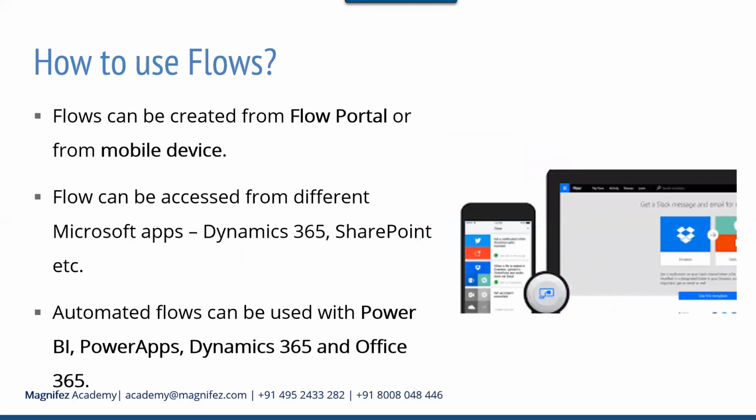But how to use flows? Once you have a Microsoft Flow account, that is quite easy. You can do it either from the Flow portal or from the mobile device. In both these places, you can start to use it. Once you have a Flow account created, you can also access it from different Microsoft applications, such as Dynamics 365, SharePoint, etc. From that application also, you can start to use it, and you can perform operations with other applications. And also we can have automated flows used with Power BI, Power Apps, Dynamics 365, Office 365, etc. And if I talk about flows, it is one of the applications or features available in the Power Platform. So we'll be talking about Power Platform in another video.